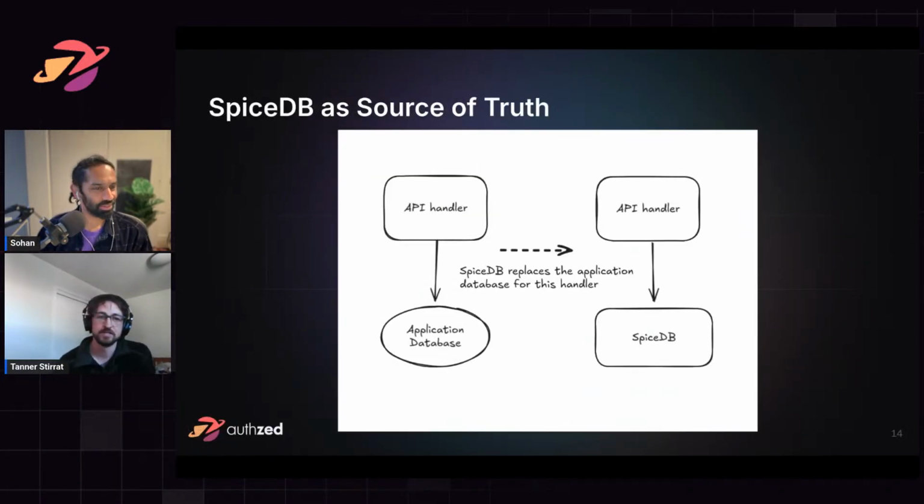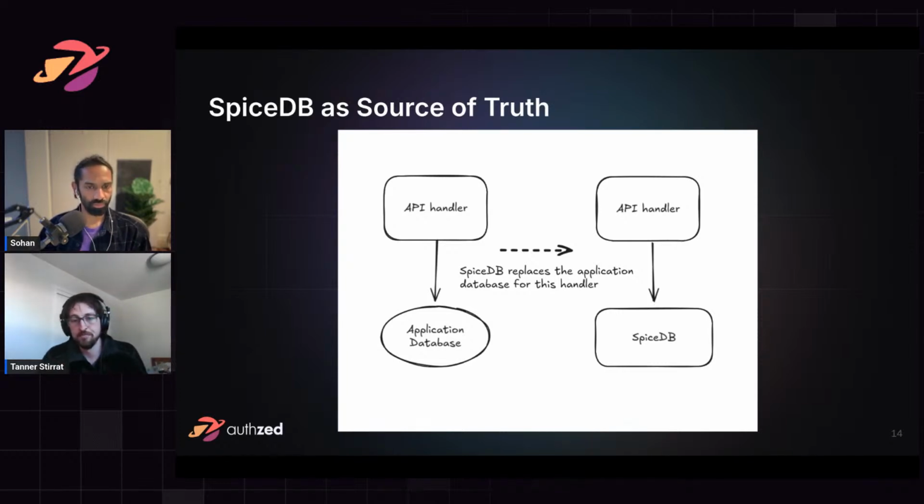Yeah. So another approach would be to use SpiceDB as the source of truth. And the idea here is that on the left is the old state of the system, and on the right is the new state of the system. You have your API handler talking to your application database, and then you say, okay, we're just going to move everything over to SpiceDB. And the application is only going to talk to SpiceDB for this particular piece of data. And the nice thing here is that because you have replaced one database with the other, rather than writing to both of them, you get rid of the dual write problem as an issue here because you aren't writing to 2 things.